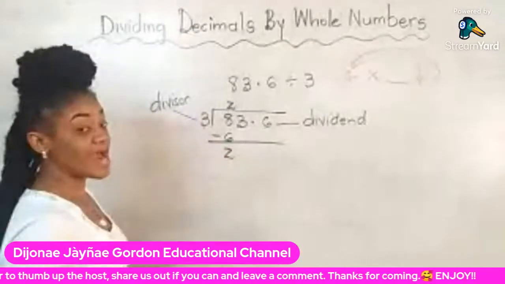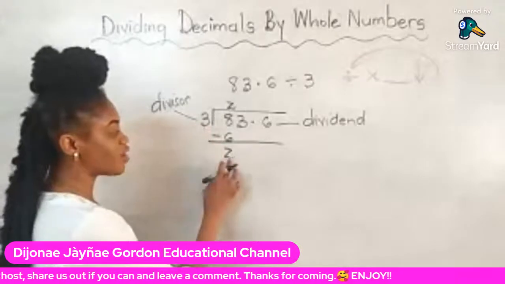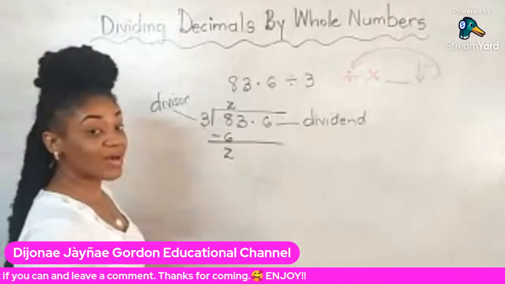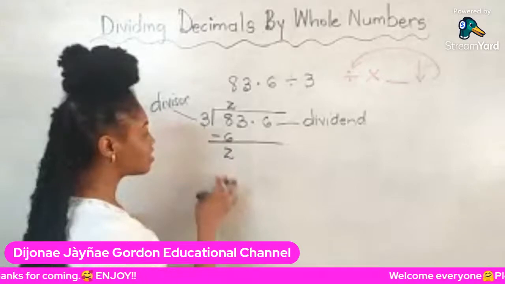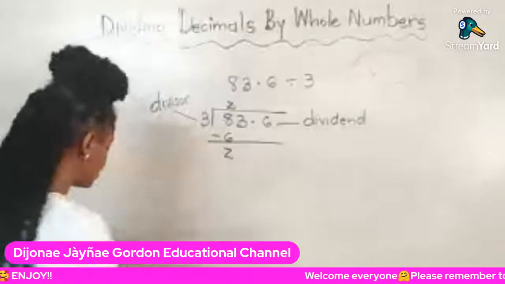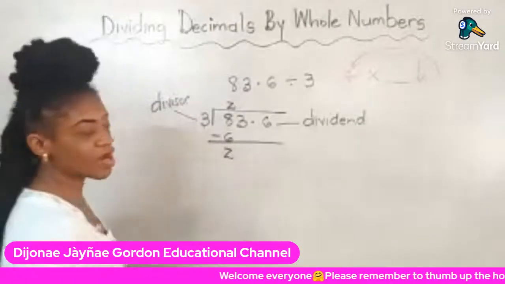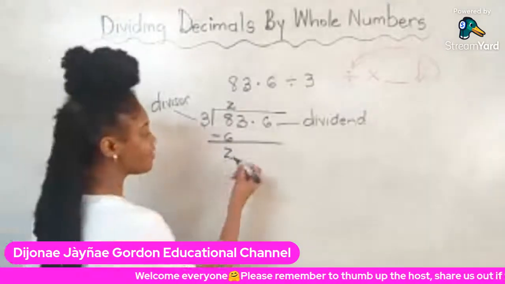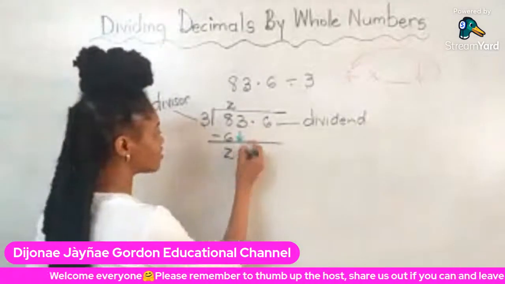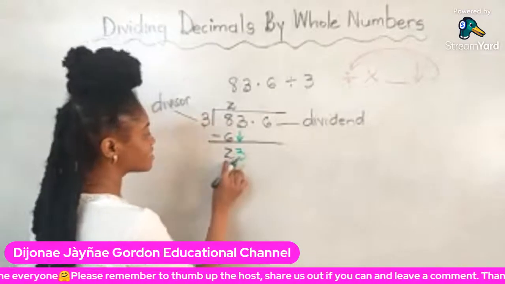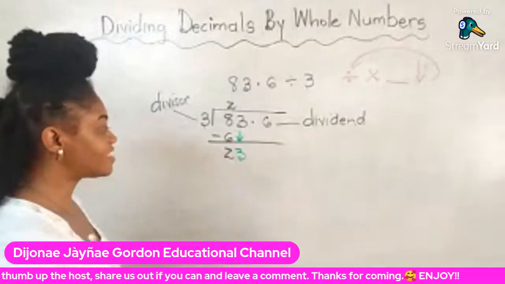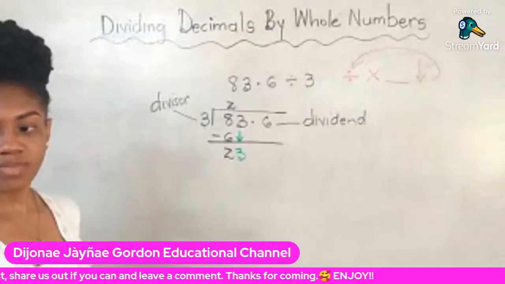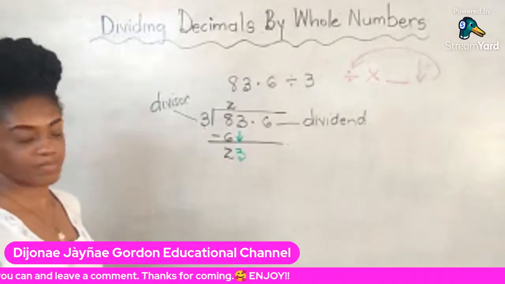You're going to ask yourself, can I get a group of 3 from 2? You can't, because 2 is smaller than 3. So the next step is to bring down. We're going to bring down numeral 3 and put it right beside this 2, and it is going to become 23. Now we have 23.